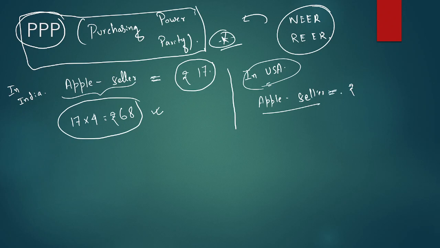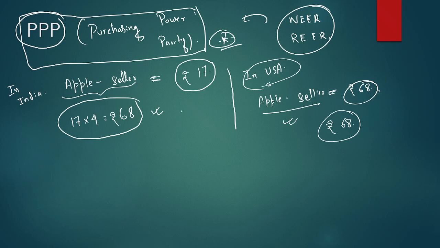He just told you that an apple costs 68 rupees. Now you went to America and saw that an apple costs 68 rupees. So in India, with the same 68 rupees, you are getting 4 apples. Here in America, an apple costs 68 rupees.